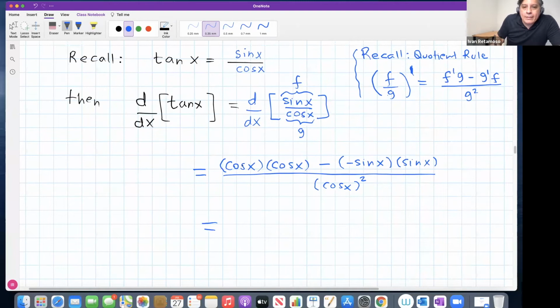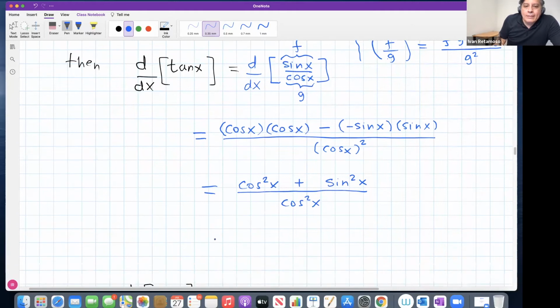Now simplifying, cosine times cosine is cosine squared, but mathematicians write it as cosine square of x, putting the exponent in the middle. Minus and minus is plus. Sine of x times sine of x is sine of x squared, which mathematicians write as sine square of x. This is the numerator. For the denominator, I'm going to just put the 2 in the middle here, cosine square of x.